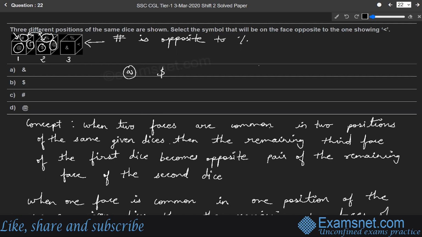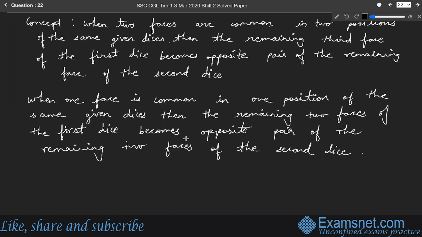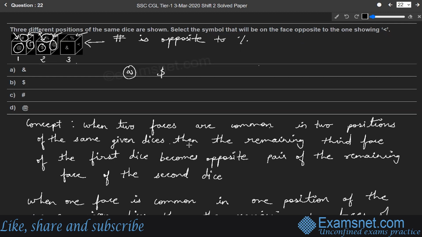Now let us look at the second and third dice. In second and third dice, the only common element is percentage, which is on the top, and other than that, there is no common symbols. So we have only one face common. So in this, we will use the second concept, which is when one face is common in one position of the same given dices. See, we have one face common in the same position of both the dices, and the position is at the top. So what is common here? Percentage is common here in second and third dice.